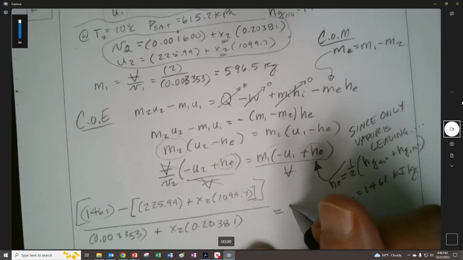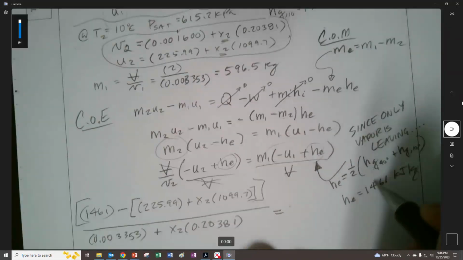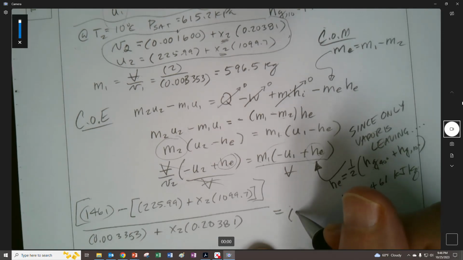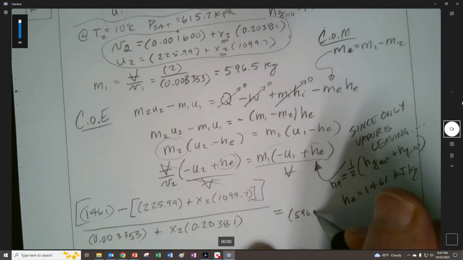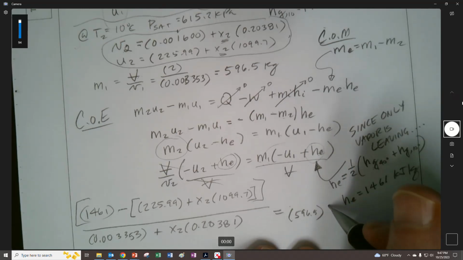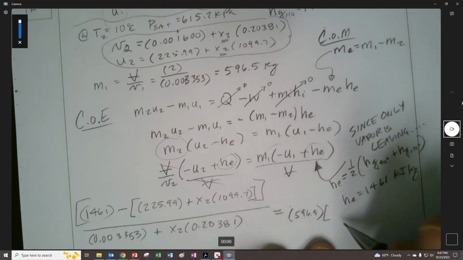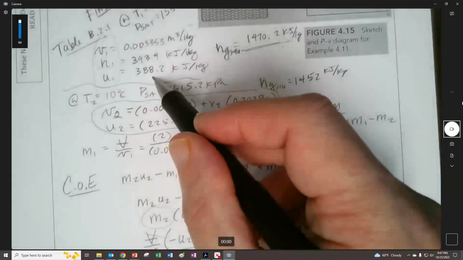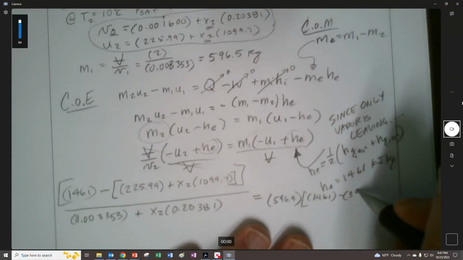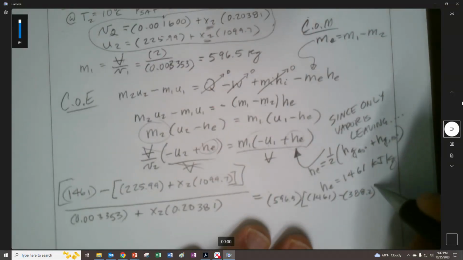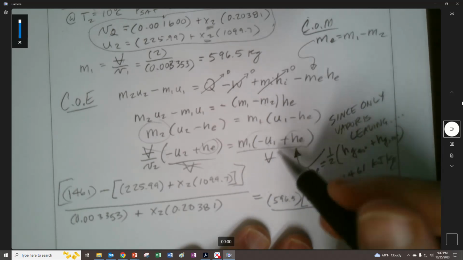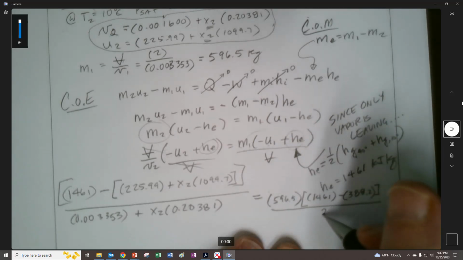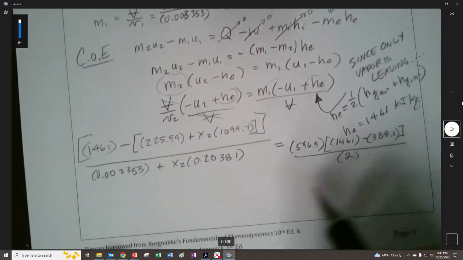So we have the mass. That's kind of getting in the way of my thing here, so I'm going to shift down a little bit. And this is going to be, let's just go ahead and write this one first: 1,461 minus U1, which is all the way back there, 388.2. And then divide by volume, which we were told is 2. All right, and so we can solve for this.